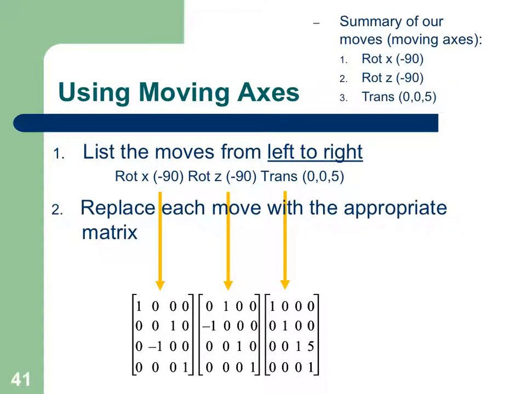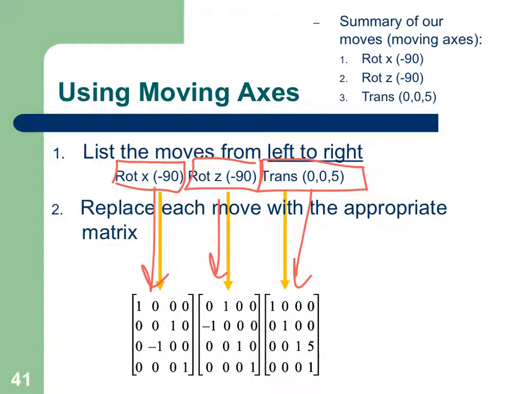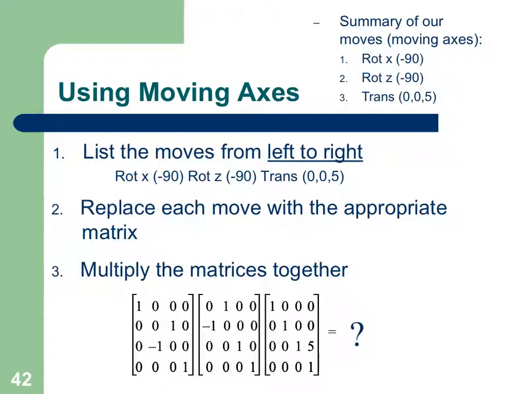So, for example, rotate x by -90 turns into this matrix. Rotate z by -90 is this one, and translate 0, 0, 5 turns out to be this. And finally, the last step is you just multiply all your matrices together. So I'm not going to do this out by hand. Here's your result.